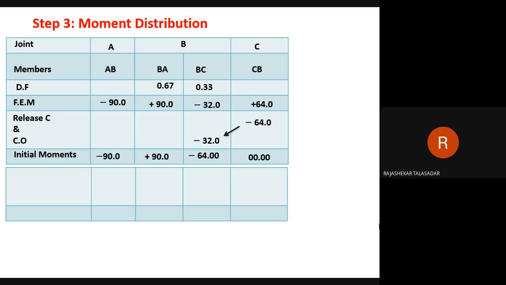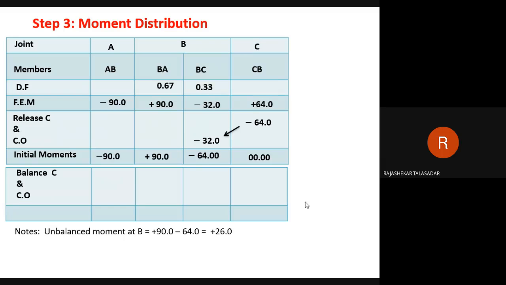Now as usual, the further step is balancing and carryover. Now which joint do you need to balance? B. Always intermediate joints, because MBA plus MBC equals 0. You know that. If it is not there, it is unbalanced. Now, what is the unbalanced moment here at B? Plus 90 minus 64 is the unbalanced moment. That is plus 36.